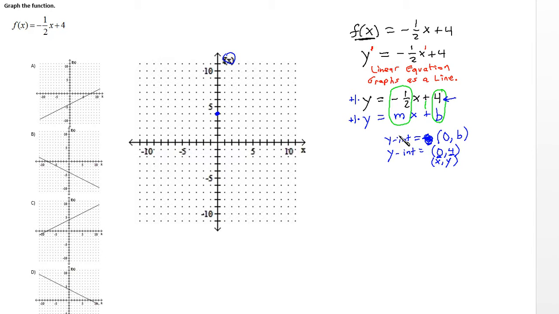It's the y-intercept. Now we can use the slope m to graph a second point.